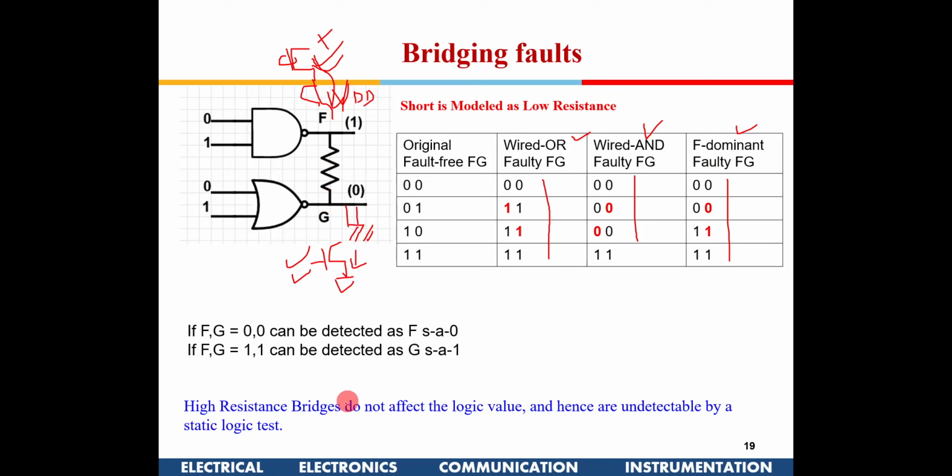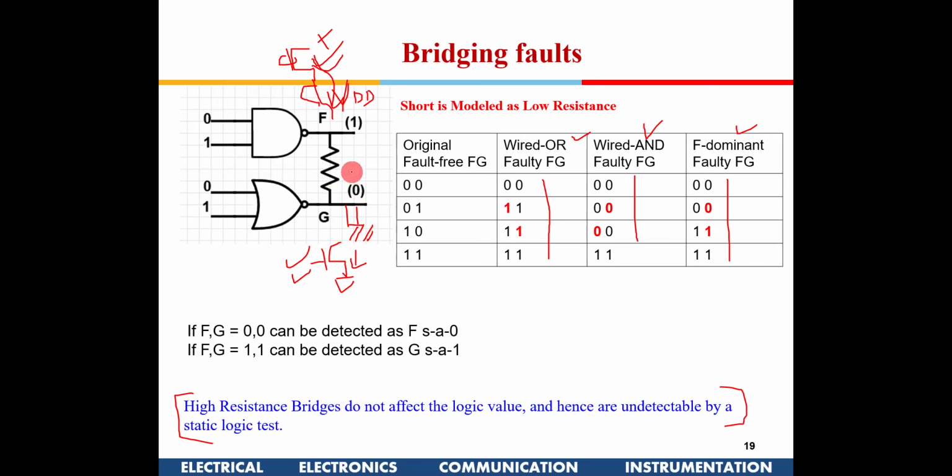But if there is a very weak link here, not a very strong bridge, and a very thin wire has got deposited, which has got high resistance, then that high resistance may cause a small amount of current, but it may not swing the logic from 0 to 1 or 1 to 0. Those kinds of things cannot be detected through logic testing.